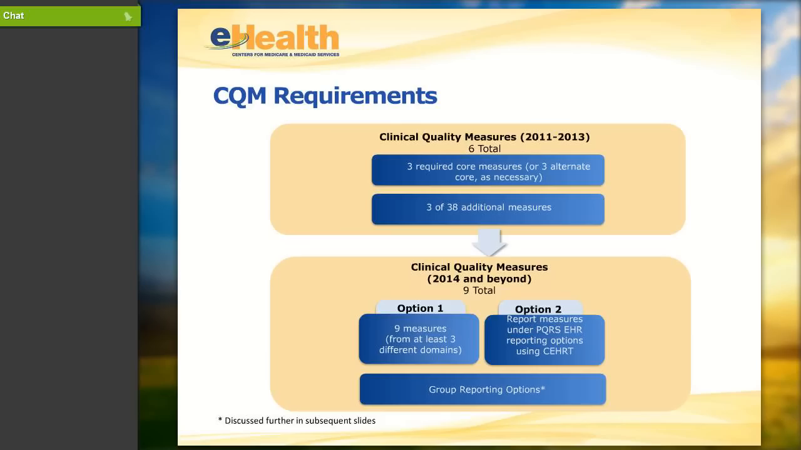You can see up top here, right now, this year, this is how we are breaking down clinical quality measures. We have the 3 required core measures or alternate core measures. Then there's a total list of 38 additional measures, and you choose 3 out of those.